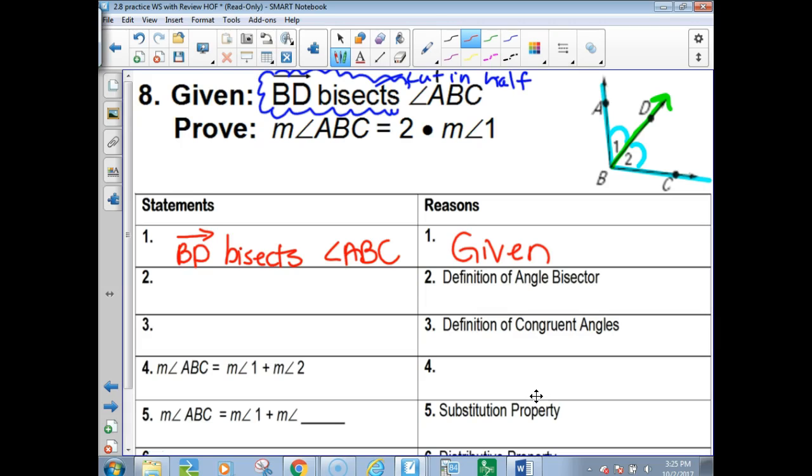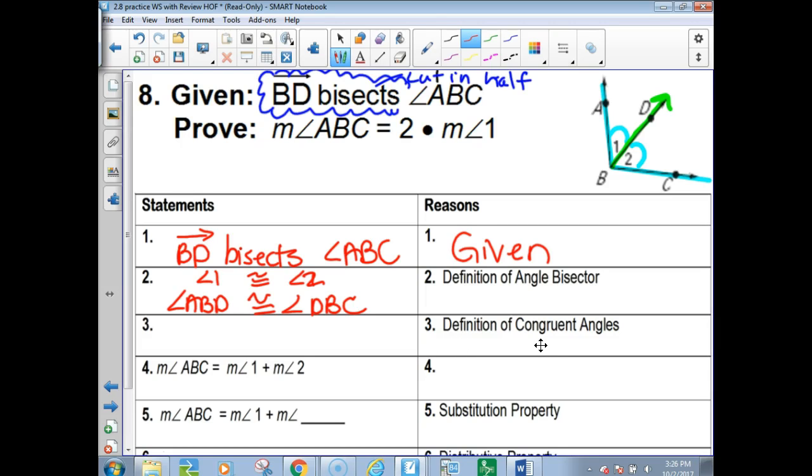All right. So it was given to us. See this word, it says a hint. Definition of angle bisector. We should say something about what we just talked about. What should we put next, do you think? Angle 1 is congruent to angle 2. All right, let's do that. Which I could write angle ABD is congruent to angle DBC. Well, if you prefer to write angle 1 is congruent to angle 2, that's totally fine. All right, let's just go with angle 1 congruent to angle 2.